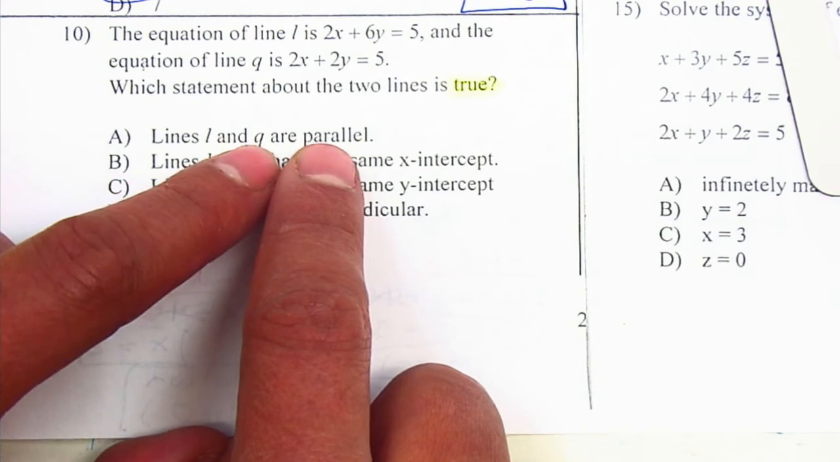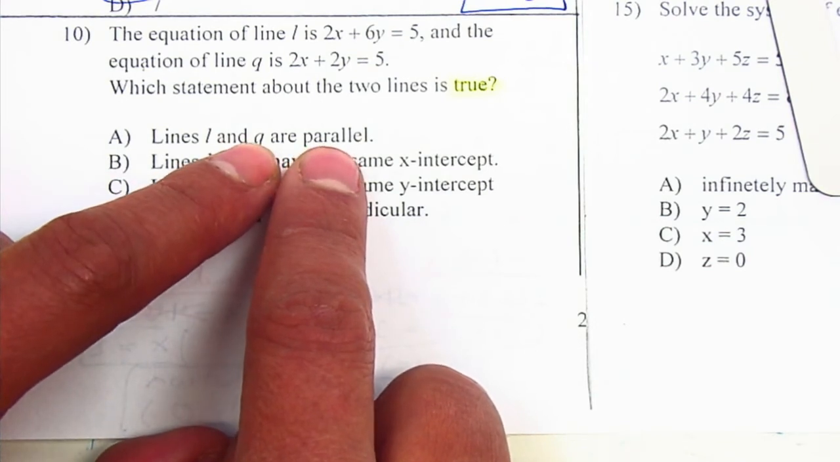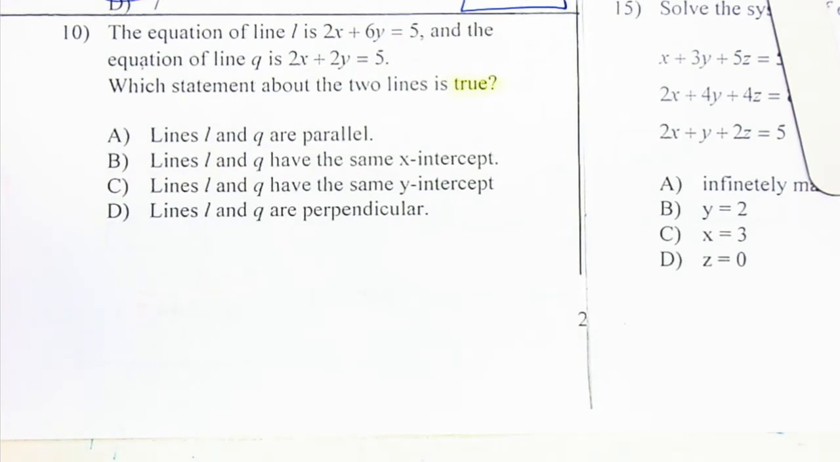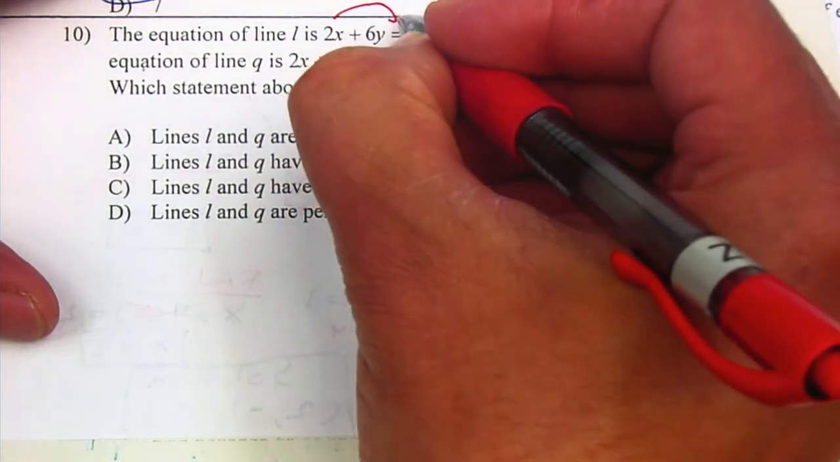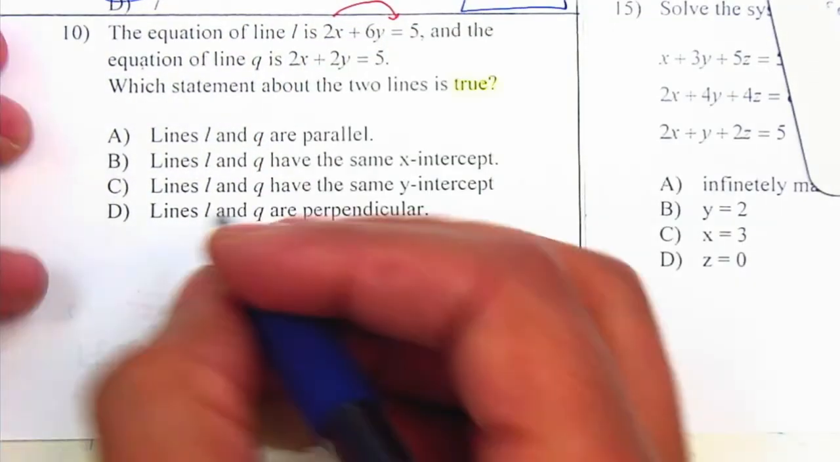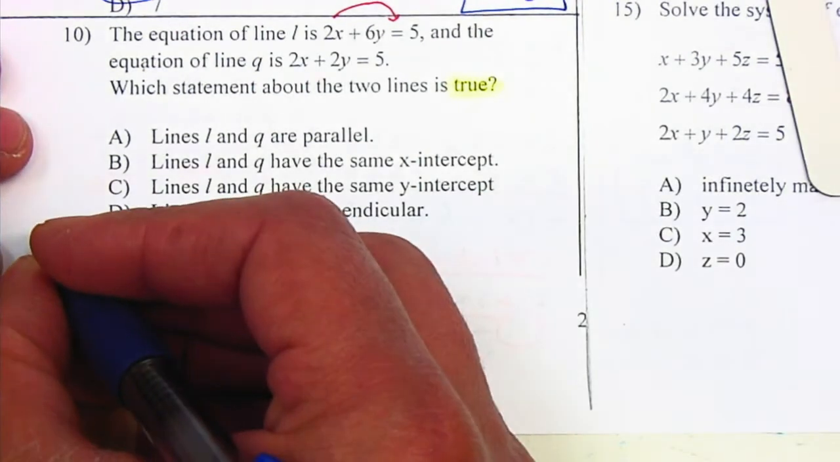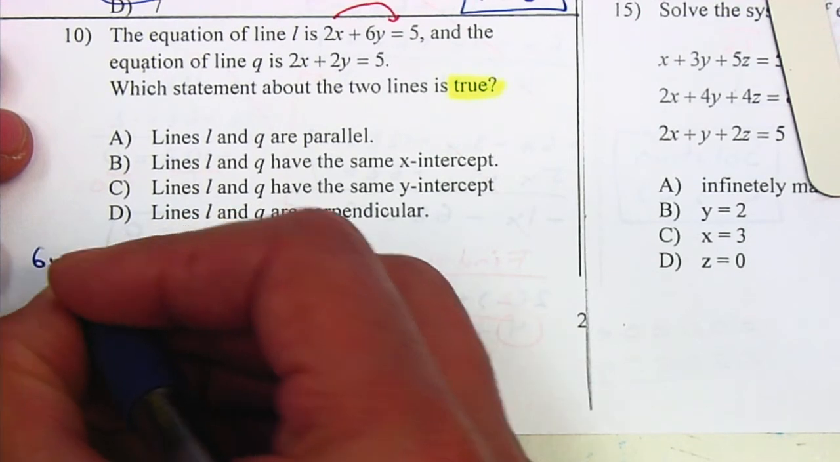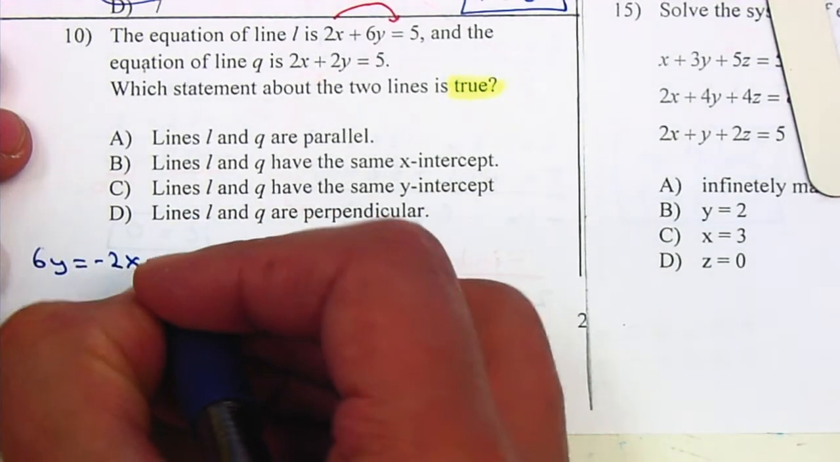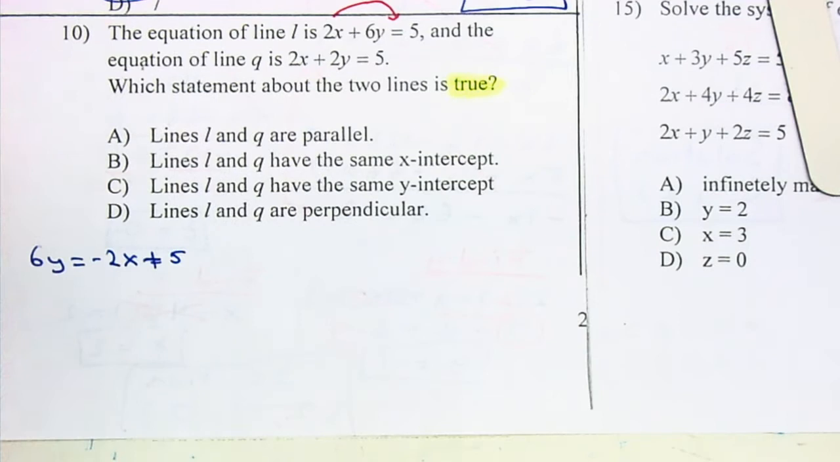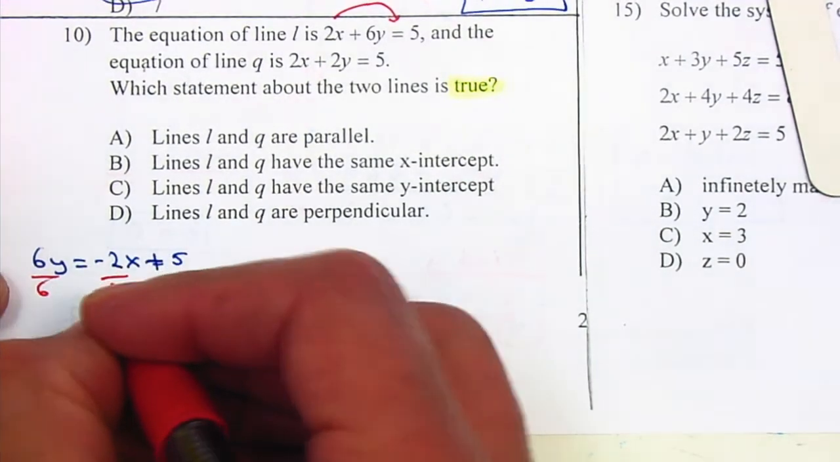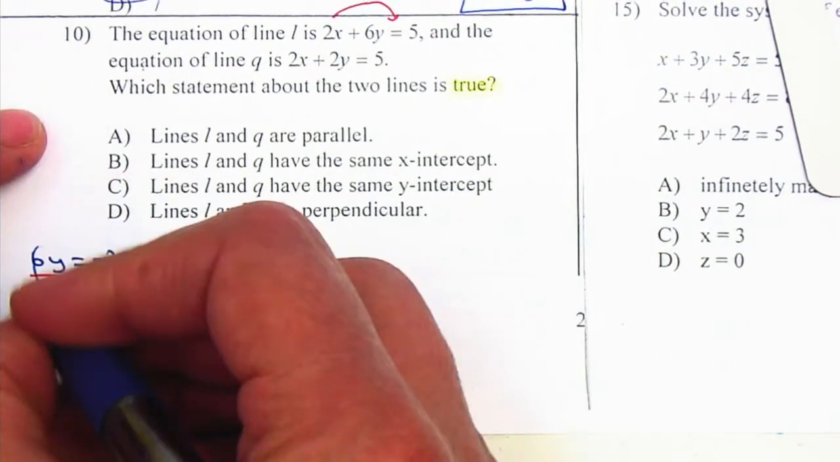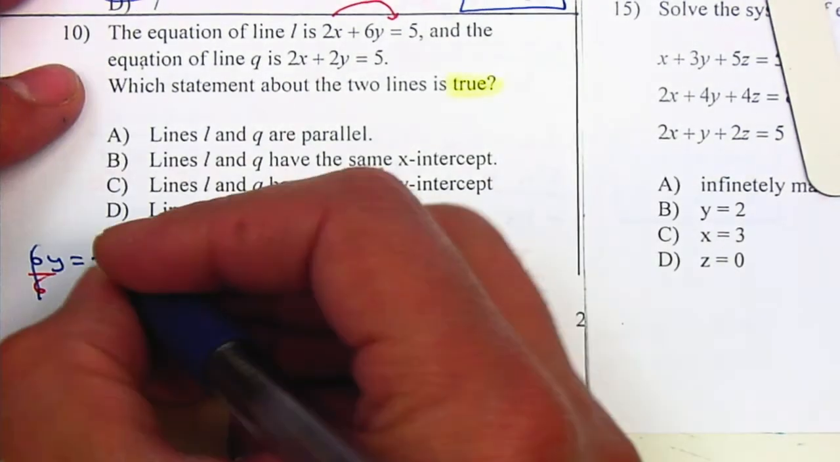To find out if the lines are parallel, we need to compare their slope. So we need to place in slope-intercept form so we can compare the slope. And to place in slope-intercept form is very quick. Move it to the other side and then just divide by 6. On the first one, on line L, we have 6y is equal to negative 2x plus 5. Then I'm going to divide by 6, divide by 6, divide by 6. That cancels. This is my slope.